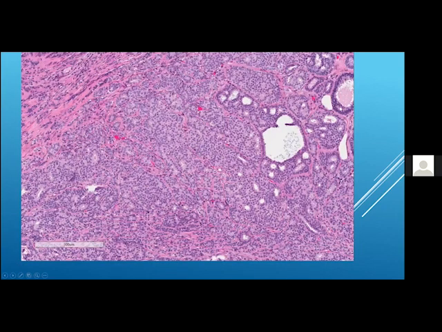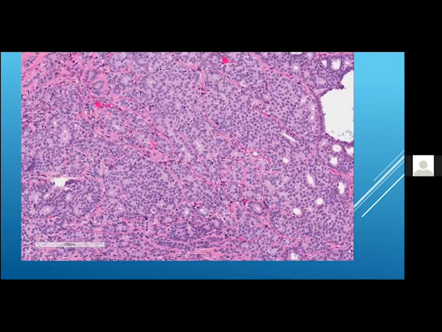And this is the higher power view. You can see those cribriform areas, again with a monotonous cell population, and those nodules of solid areas which are expanded by these cells of similar morphology. And there's a lot of sclerosis in the background. And actually at the edge here, you can see some features of sclerosing adenosis.